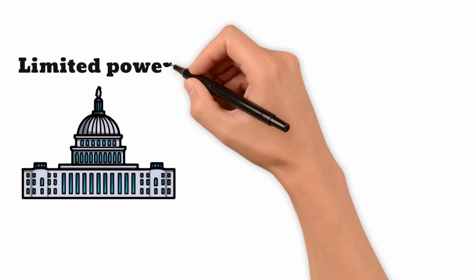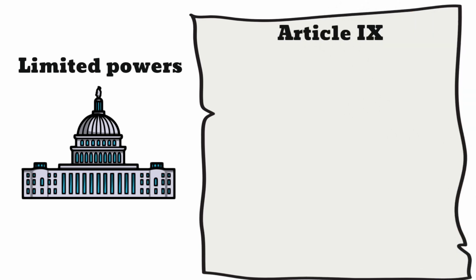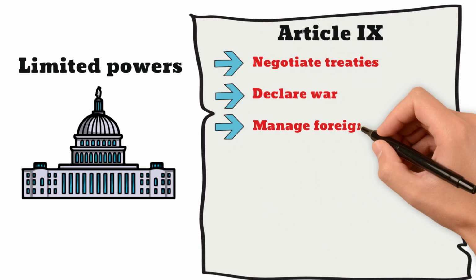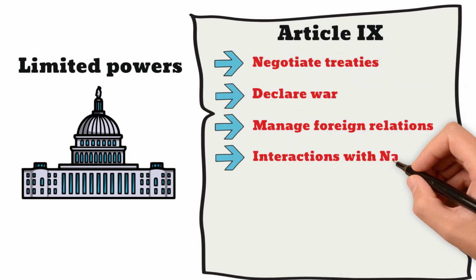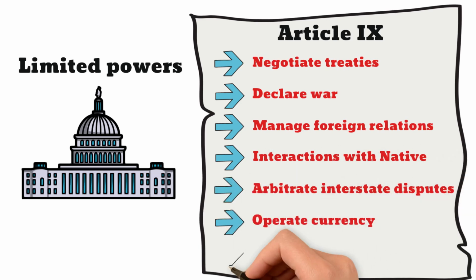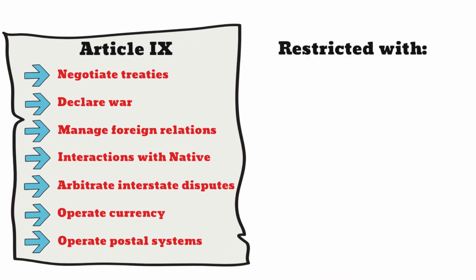Congress was granted limited powers, as outlined in Article 9, which made it clear that the central government could not wield significant authority over the states. It could negotiate treaties, declare war, manage foreign relations, oversee interactions with native tribes, arbitrate interstate disputes, and operate currency and postal systems. However, the Articles severely restricted Congress's power to take action on key national issues.